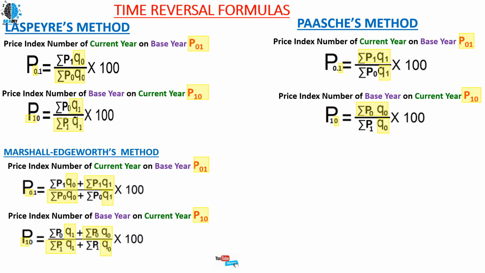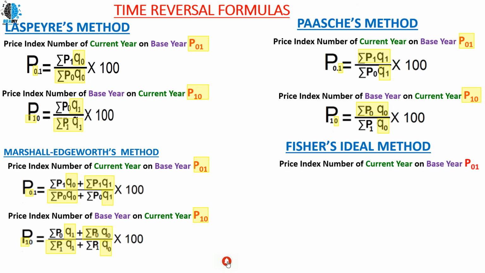Next we have the formula P10. This is a combination of our Laspeyres and Paasche of P10. So this is all about our time reversal formula of Marshall-Edgeworth method. The same Marshall-Edgeworth method we have in Fisher's ideal method under square root. In Fisher's ideal method, the author has taken the geometric mean of Laspeyres and Paasche.